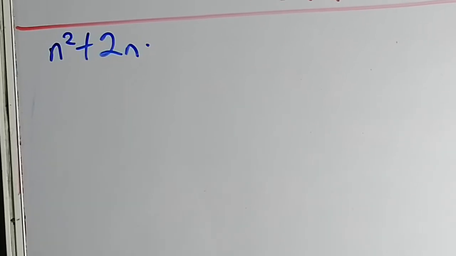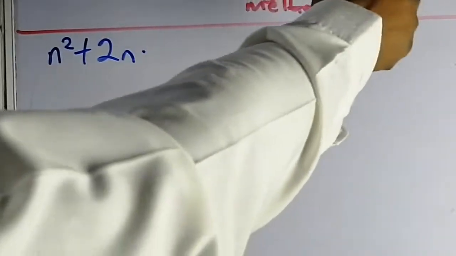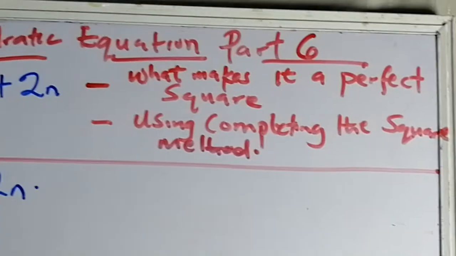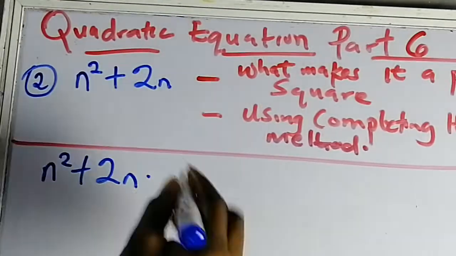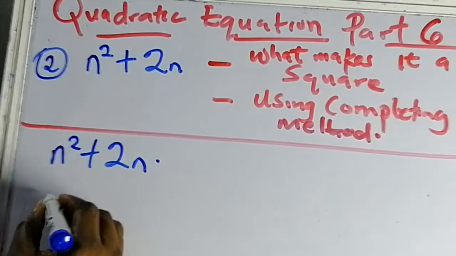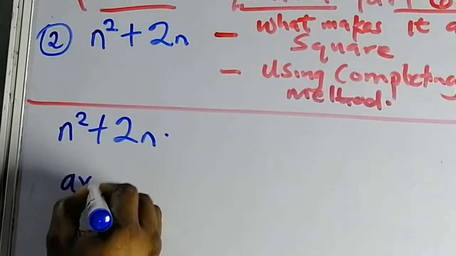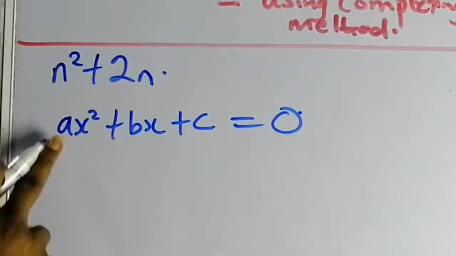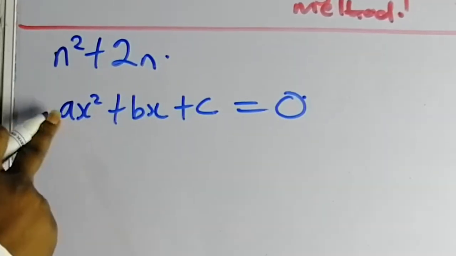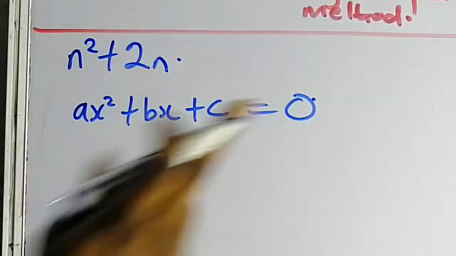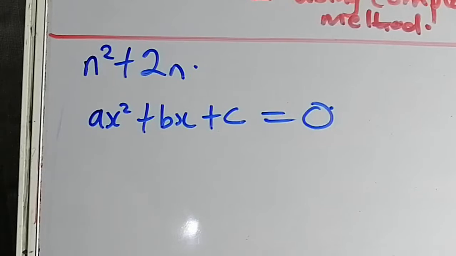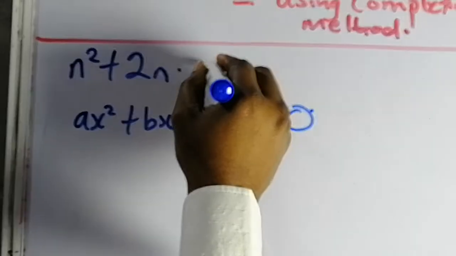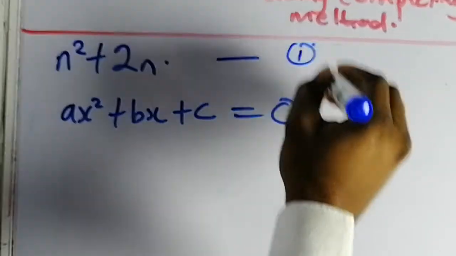Now look at this question here, number 2. What makes it a perfect square, using the completing the square method? Ordinarily, we know a quadratic equation is supposed to be ax squared plus bx plus c equals 0. All these a, b, c represent figures. It could be 2, 3, or 4, as in a normal quadratic equation. Let's name this one as equation 1.